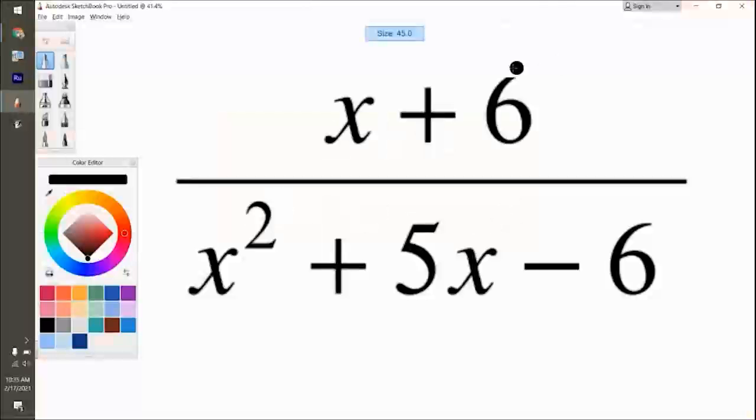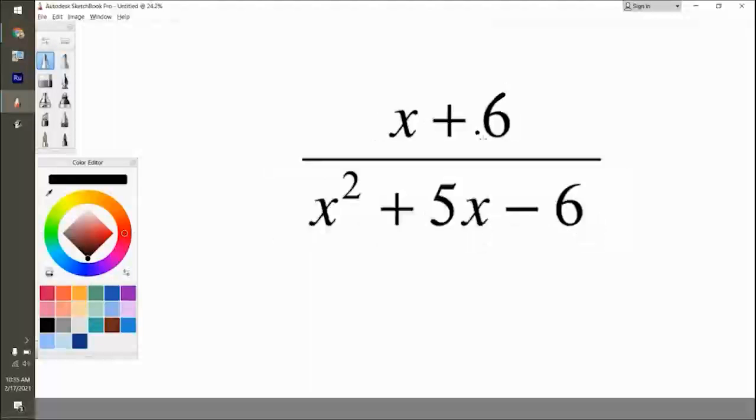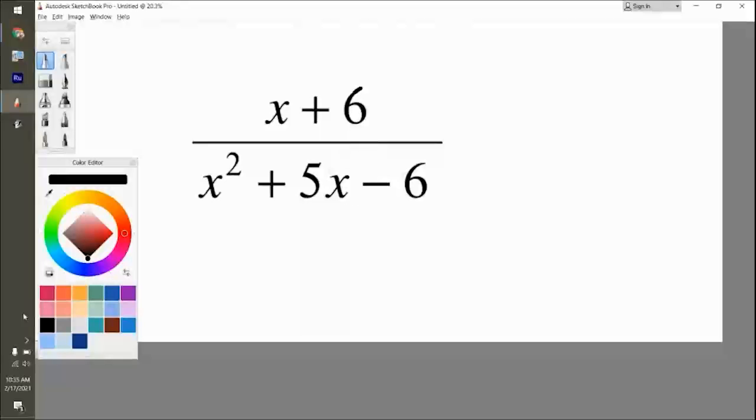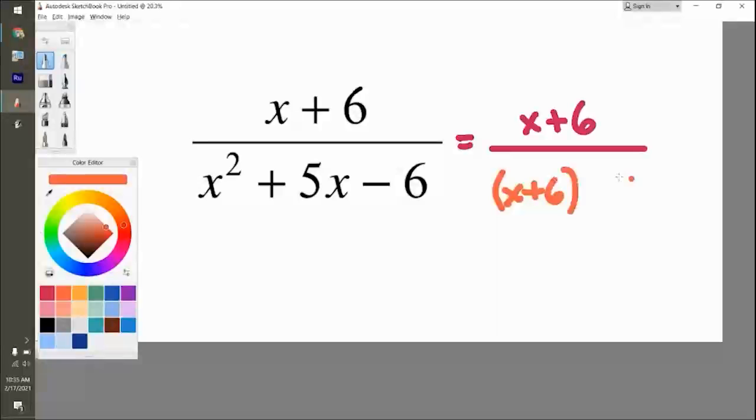Let's do another one. Okay, step 1, just like when we're simplifying the fraction, is we factored everything. So we need to factor things here as well. So the x plus 6 is already factored. So I'm just going to keep it like that. And then we have to factor the bottom. What does the bottom factor to? X plus 6 and x minus 1.